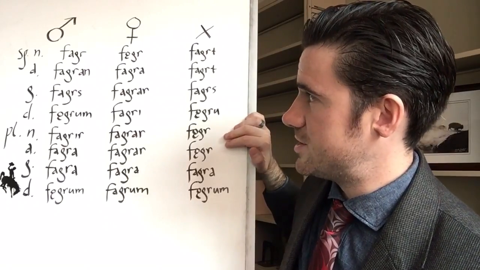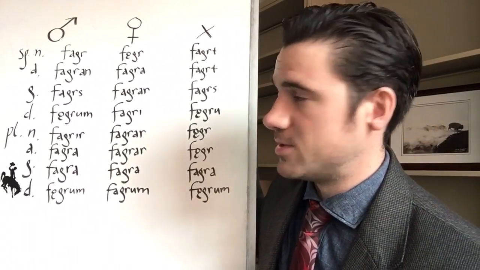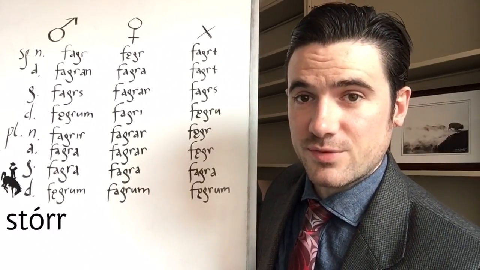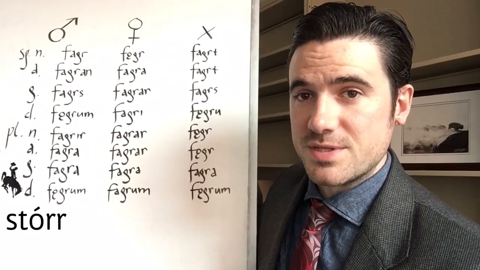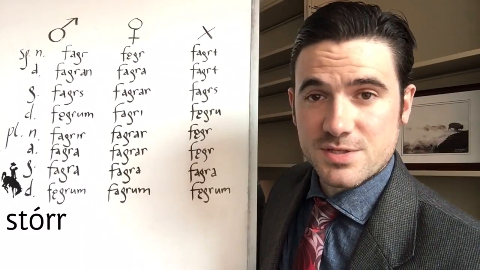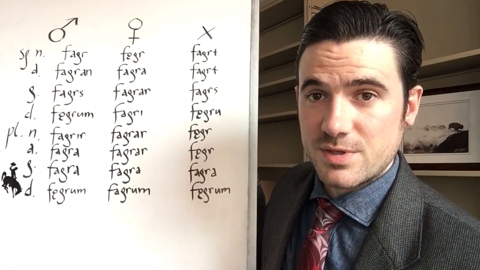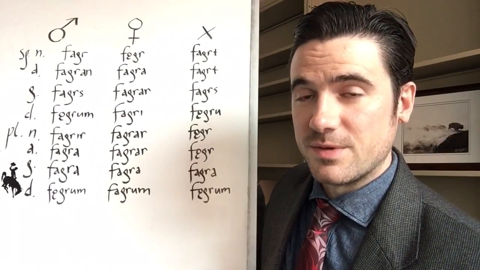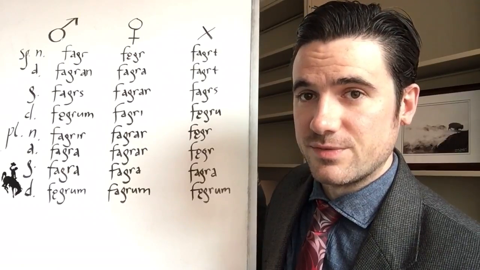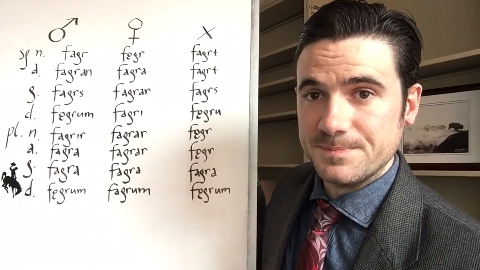There are also other adjectives that work like this but don't have U-umlaut. Stór is a big one. That's of course just "big," but notice that in the case of stór, the masculine nominative singular does have a second R, because there's no danger of getting three consonants run together. Then the feminine nominative singular will just have stór with one R. So that'll be a little bit different from the example of fager.